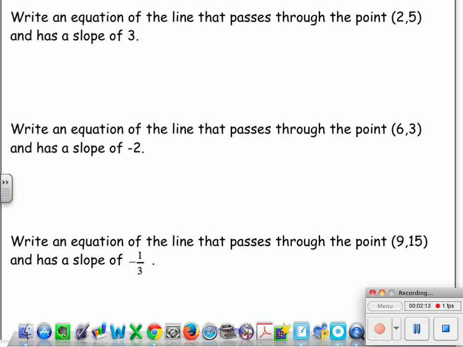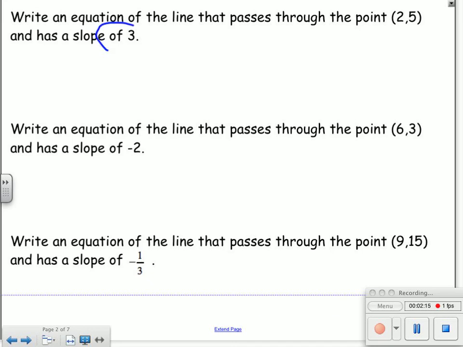So this problem here: write an equation of the line that passes through the point 2, 5 and has a slope of 3. Well, we've already got a good portion of the equation right there. If we're going to write in slope-intercept form, it's right there. So we've got y is equal to 3 times x, because that's what the slope goes in front of, the x, plus, and we're looking for this mystery number, which in this case is going to be b, because that's how we indicate y-intercept. So all we're going to do is plug in the numbers that we have here, and then solve for what b's value is.